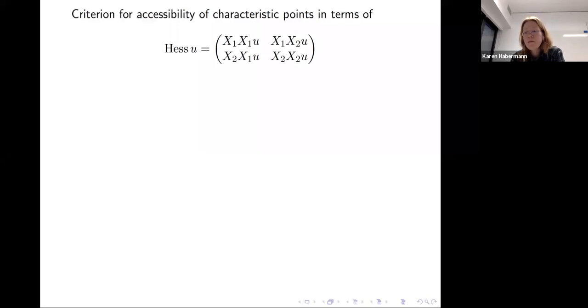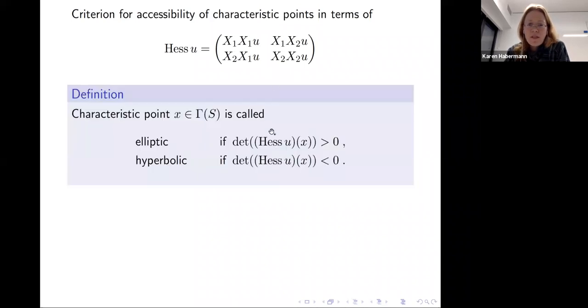And we can. And for that, we characterize our characteristic points in terms of this Hessian. So it's also called the horizontal Hessian, because we only use the vector fields x1 and x2 to define it. And now this terminology is going to be mildly confusing to you if anyone comes from dynamical systems, but anyone who comes from contact geometry should be more familiar with that.